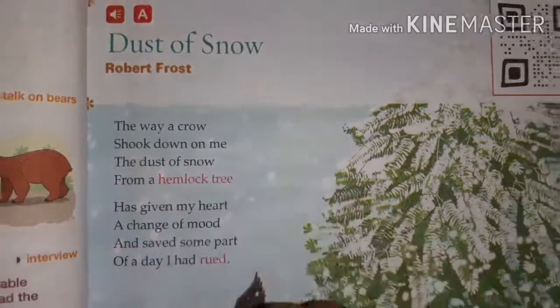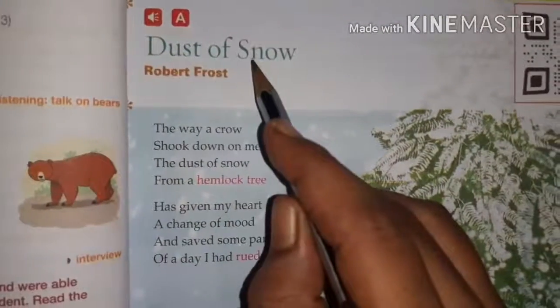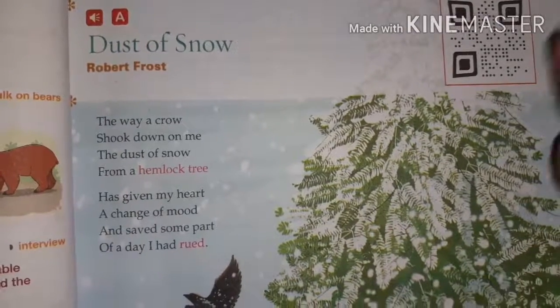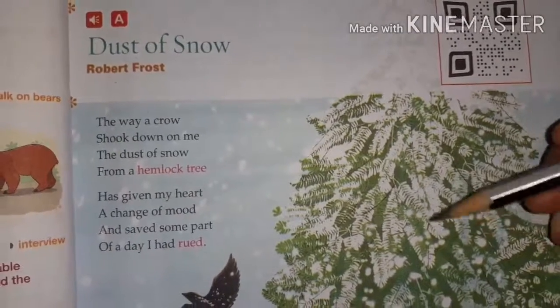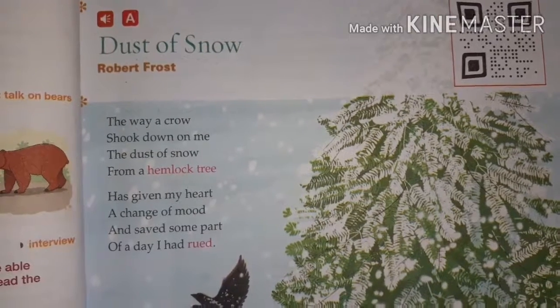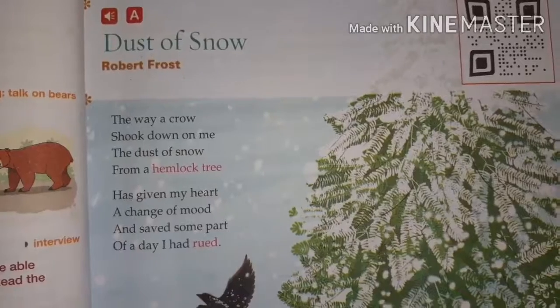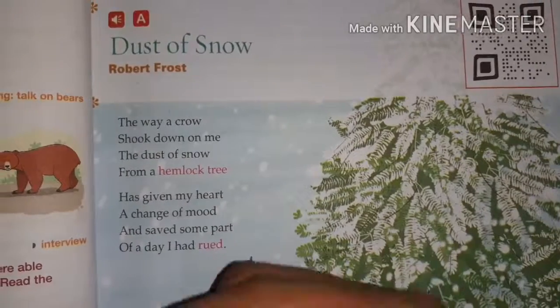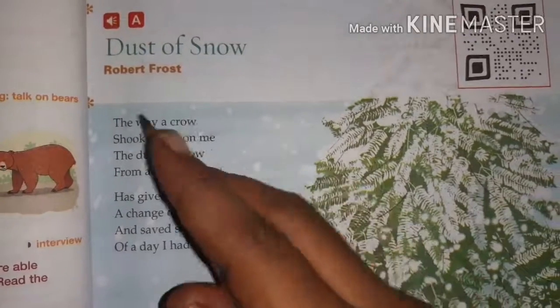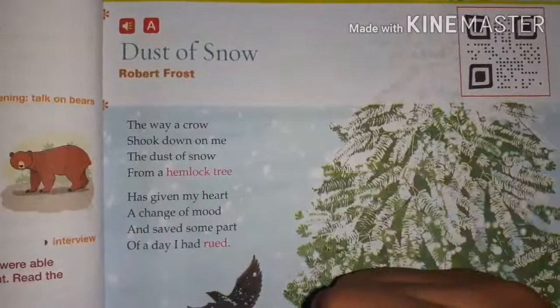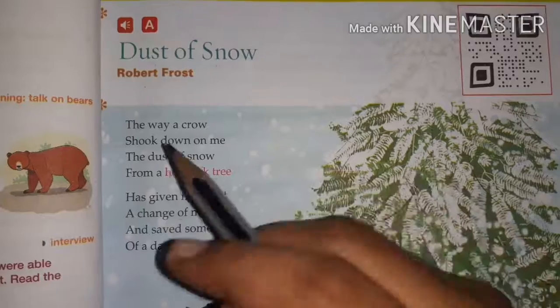Okay, Dust of Snow. What does the title suggest? Dust of snow means, in northern countries, the winter is very long. That means in the winter season they have snowfall, isn't it? So that is called dust of snow. Some dust particles from the snow will be there, so that is dust of snow. Here is a very small poem.